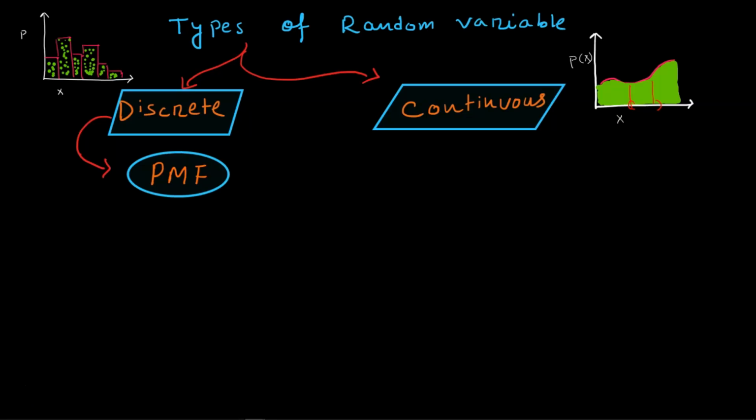So let's discuss this beautiful topic. Here we are going to define types of random variable and we are talking a lot about it. First of all, discrete random variable. So here we have something called PMF. PMF is the shorthand notation for probability mass function.